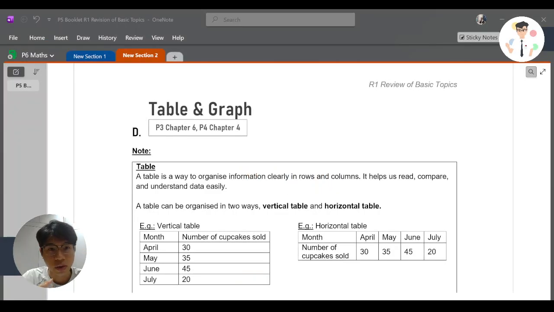Welcome back to digital class, and now we're looking at table and graph. So we'll be discussing this topic, and I need you to pay a bit of attention, especially on the graph part. Okay. Now, table. I believe most of you know what a table is.